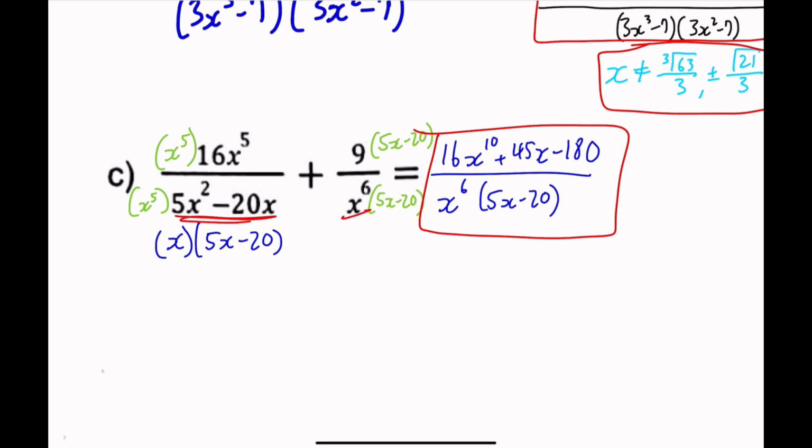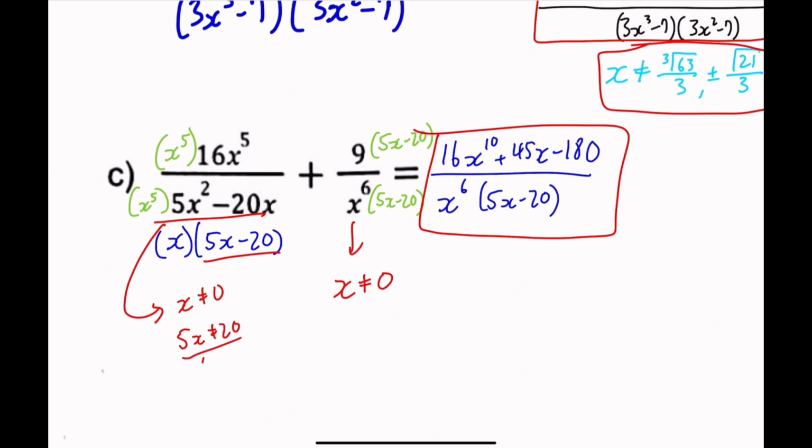And then for c, same thing. The denominator cannot be 0. So from this one, we obviously have x cannot be equal to 0. And for this one, this is x times 5x minus 20, right? So x cannot be 0, and 5x cannot be 20. This just basically means that x cannot be equal to 4. So we have x cannot be equal to 0 and 4. Right? So x is not equal to 0 or 4.